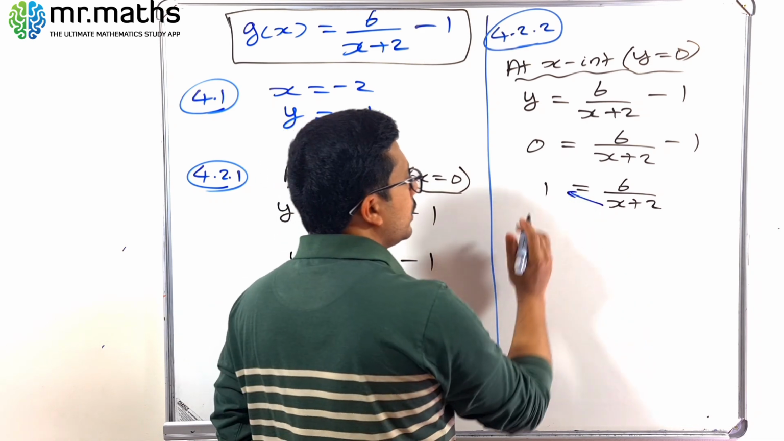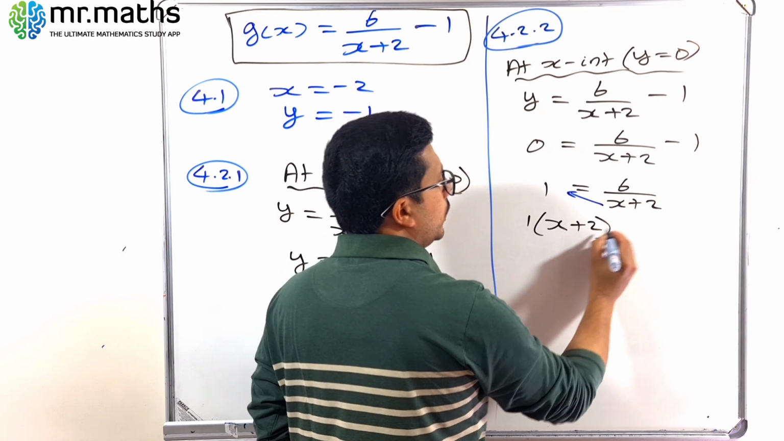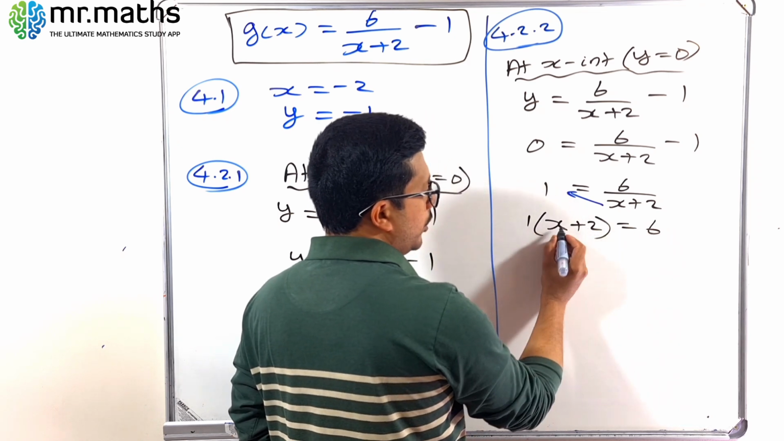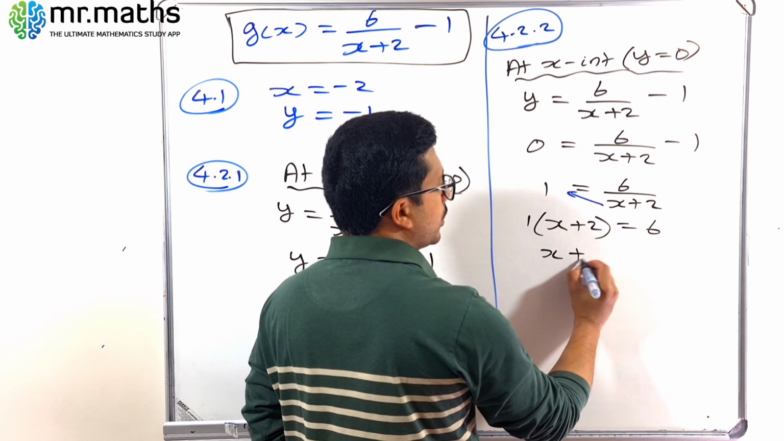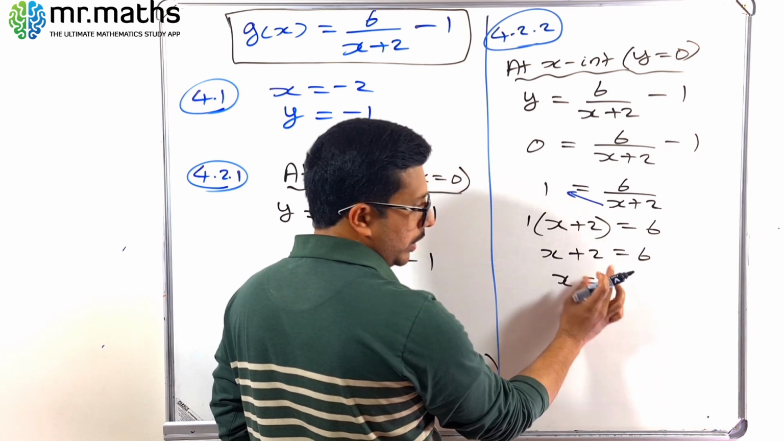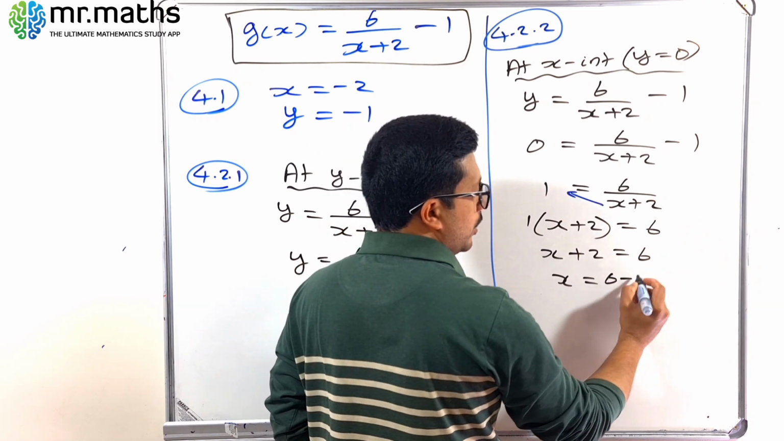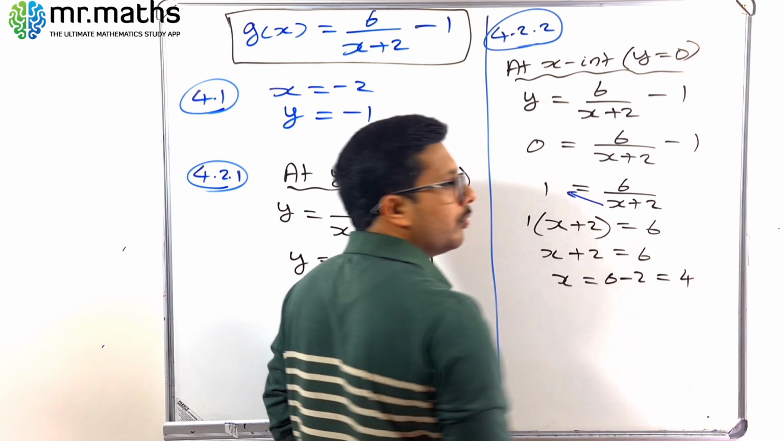So since here it is 1, there is no problem. Anyway, 1 into x plus 2 is equal to 6. 1 into x is x, 1 into 2 is 2, is equal to 6. So x is equal to, take this plus 2 to the other side. So on the right side it is minus 2. 6 minus 2 is 4.